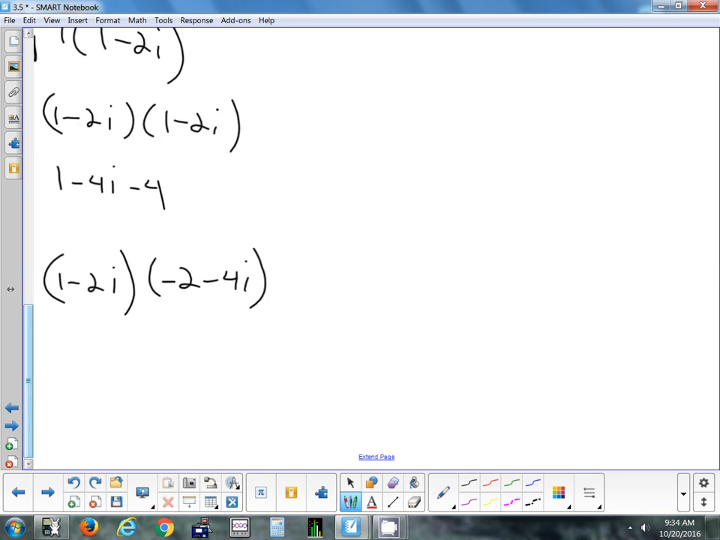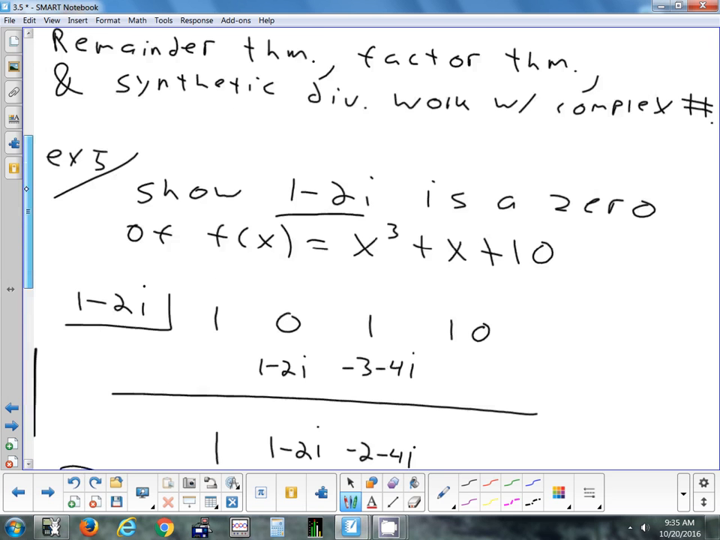What's 1 times negative 2? Negative 2. 1 times negative 4i? Negative 4i. What's negative 2i times negative 2? Positive 4i. And then negative 2i times negative 4i. Positive 8i squared, which is just minus 8. Negative 4i plus 4i cancels. It would just be a minus 8. And what's negative 2 minus 8? Negative 10. There's my negative 10.